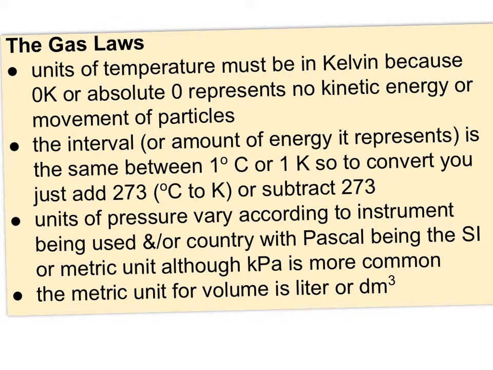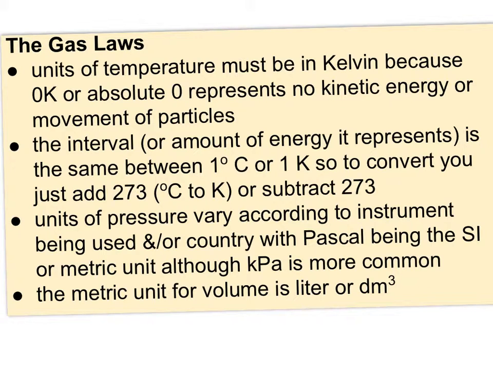So the gas laws, just a couple reminders on units. The units of temperature must be in Kelvin because 0 Kelvin is absolute zero. It represents no kinetic energy or movement of particles, whereas Celsius has negative temperatures available and negative energy really isn't possible. The interval amount of energy 1 degree Celsius and 1 Kelvin represents is exactly the same. So the conversion's easy. You just add 273 to your Celsius temperature to get Kelvin, or subtract 273.